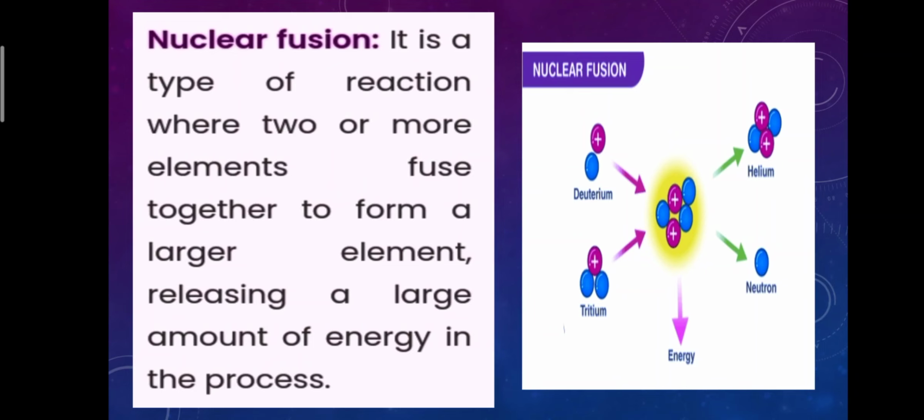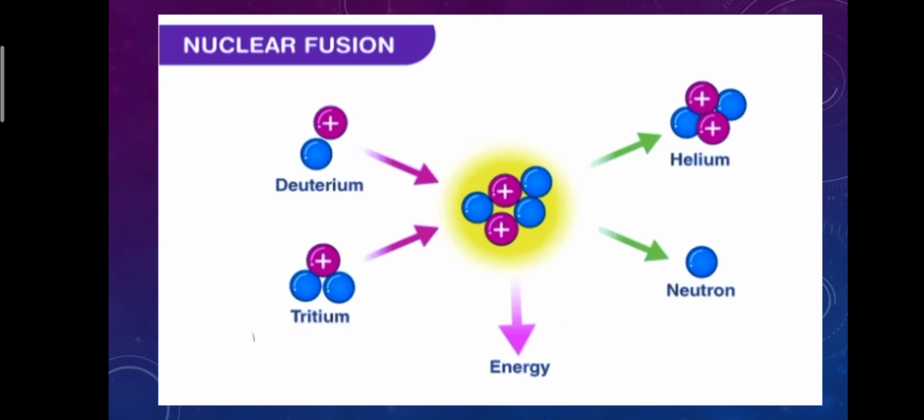Number 2, nuclear fusion. It is a type of reaction where two or more elements fuse together to form a larger element, releasing a large amount of energy in the process. For example, deuterium. The deuterium nucleus contains one proton and one neutron. It is an isotope of hydrogen. And the nucleus of tritium contains two neutrons and one proton, another isotope of hydrogen.